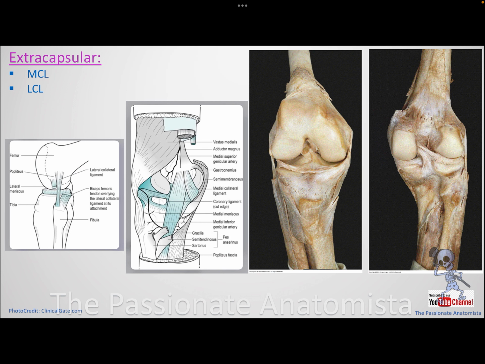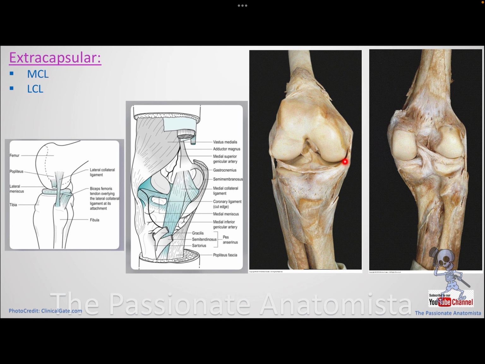Now let's talk about the extracapsular ligaments. What would that be? Extracapsular means you are outside the knee capsule, outside the synovial membrane and the fibrous connective tissues that wrap around the knee joint. What would be those ligaments? You have 2 anterior ligaments, 2 posterior ligaments, 2 lateral ligaments. What are the lateral ligaments? They are very easy. We have the medial and lateral collateral ligaments.